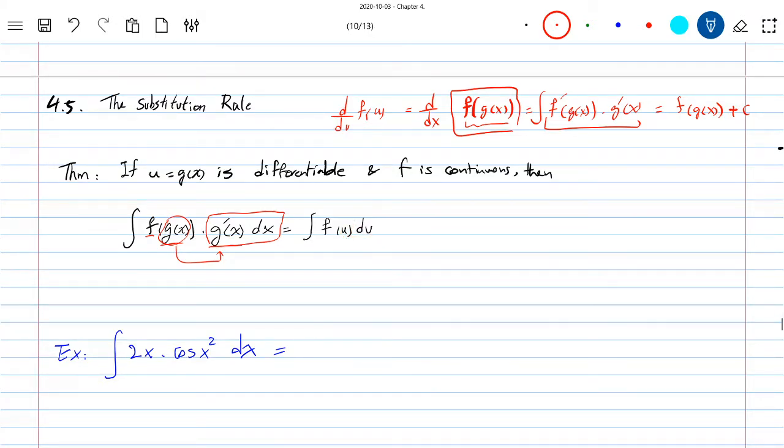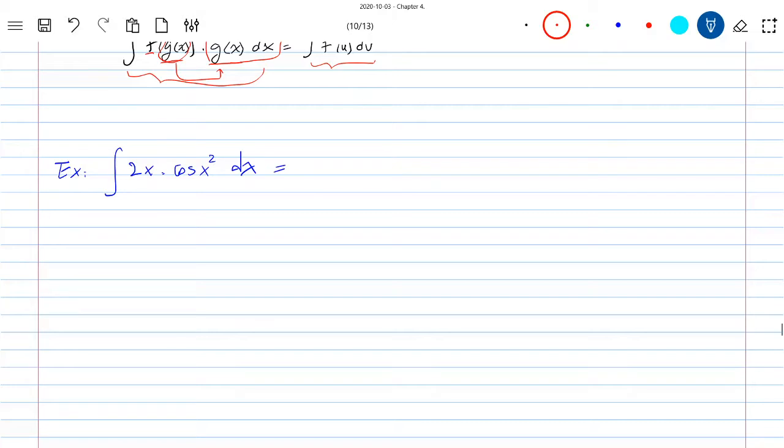And by doing this change of variable, you simplify this complicated integral into the integral of a function of a new variable. This might be a bit complicated to understand, but let's look at an example. It would be easier through an example.